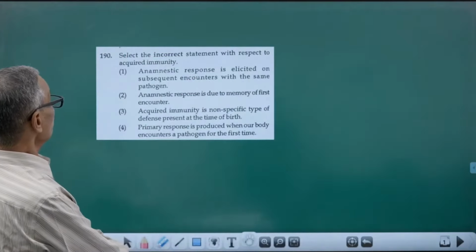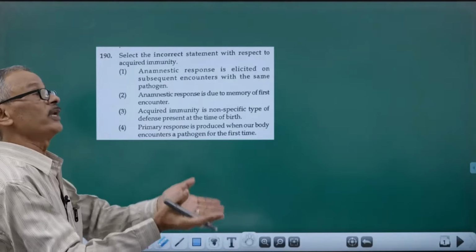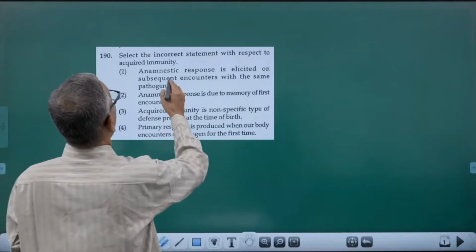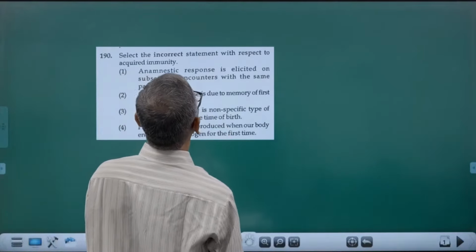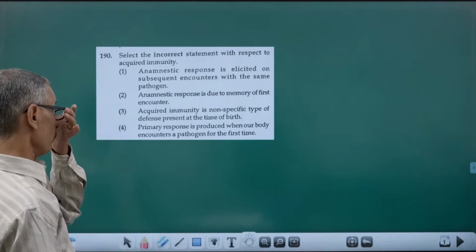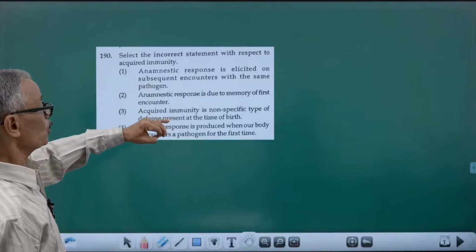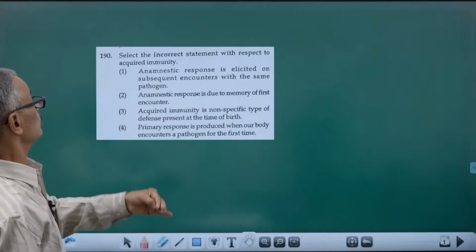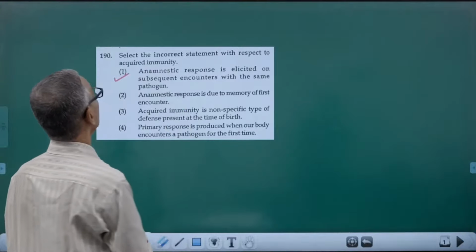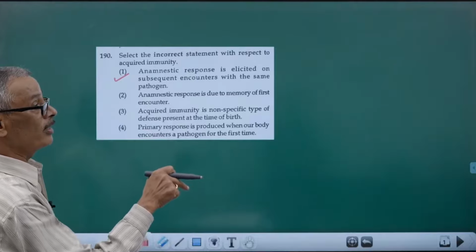With respect to acquired immunity. Acquired immunity is one that we get during our lifetime. Anamnestic response is elicited on subsequent encounter with the same pathogen. First encounter is the primary response and the second encounter by the same pathogen causes the anamnestic response. Okay, so that's a correct statement. Anamnestic response is due to the memory of the first. That's why it is stronger and faster.